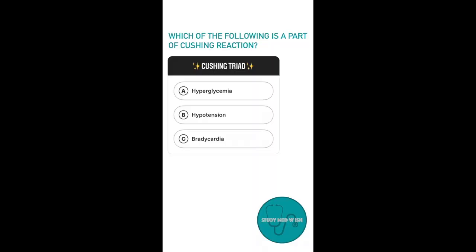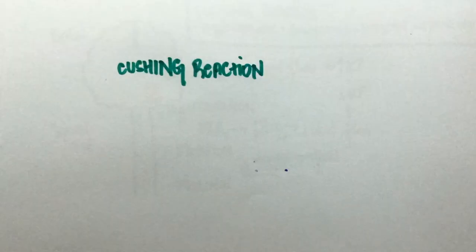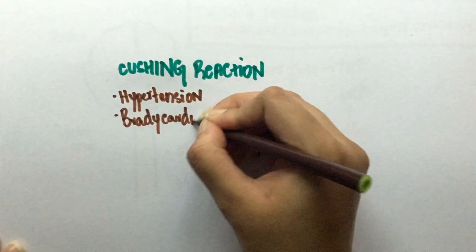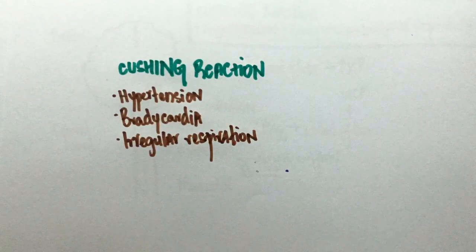Question number 2. Which of the following is a part of Cushing Triad? Option A, hyperglycemia. Option B, hypotension. Option C, bradycardia. The answer to this question is bradycardia. Cushing reaction is a consequence of a rising intracranial pressure. It includes a triad by which our body compensates for a high ICP. The triad consists of hypertension, bradycardia, and irregular respiration.